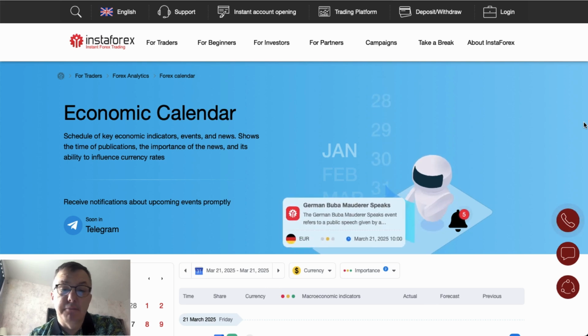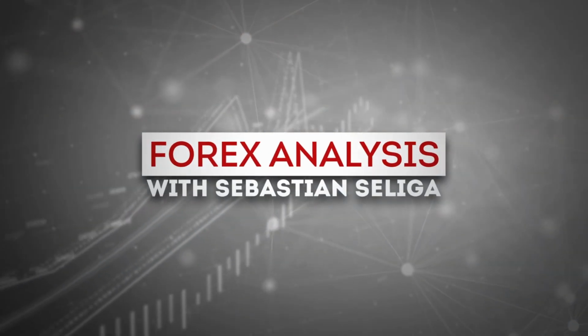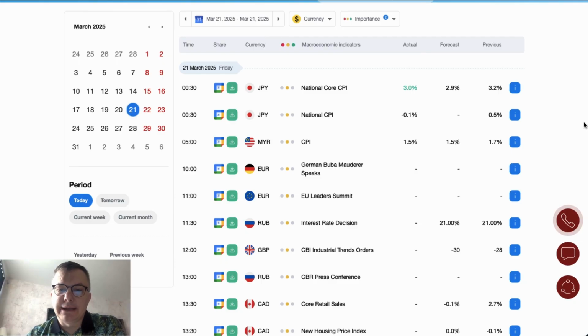Today is Friday, March 21st, 2025. Let's take a look at what we have in the economic calendar for today. National core data from Japan were released during the Asian session. The core CPI increased to 3.0%, which is more than the forecast of 2.9%, but still a little bit lower than the previous level of 3.2%.